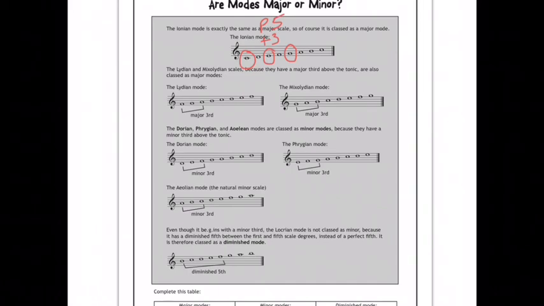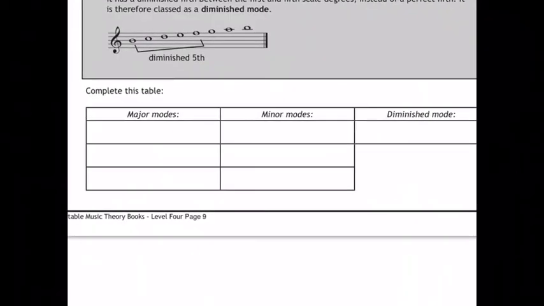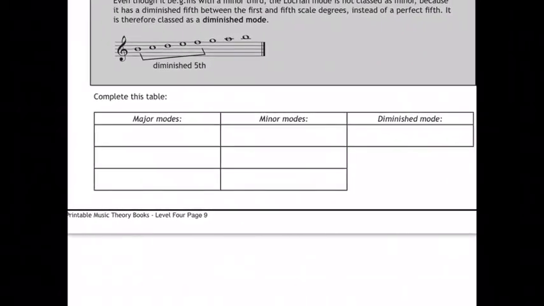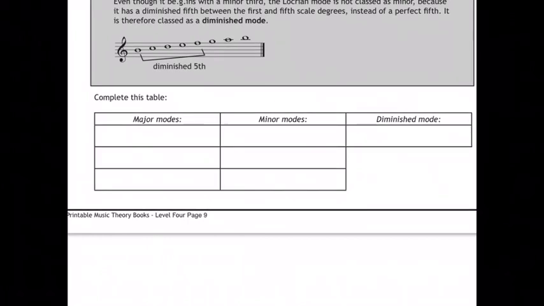And so with that information, you should be able to easily fill out this little chart at the bottom of the page. The major modes are, list them. The minor modes are, list them. And your one diminished mode goes right there. Okay, I'll leave that to you. You can pause the video real quick, fill out that little chart, and we'll move on to the next page.